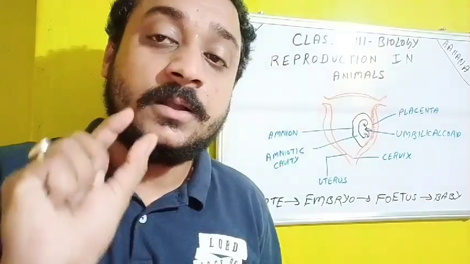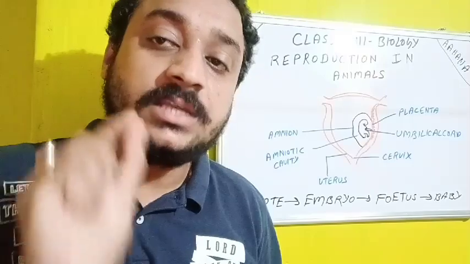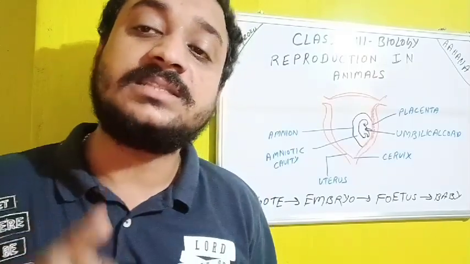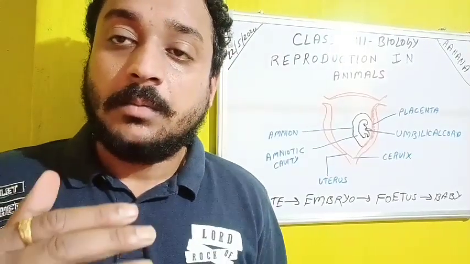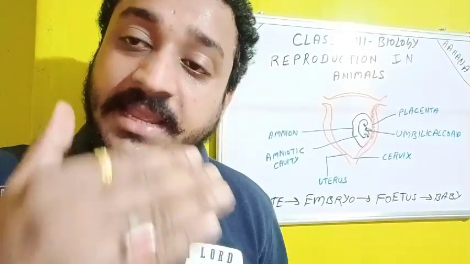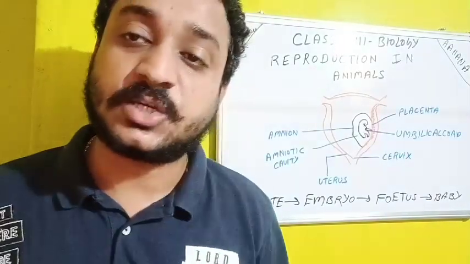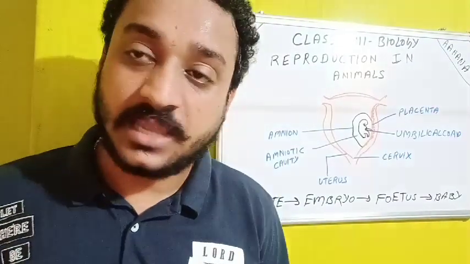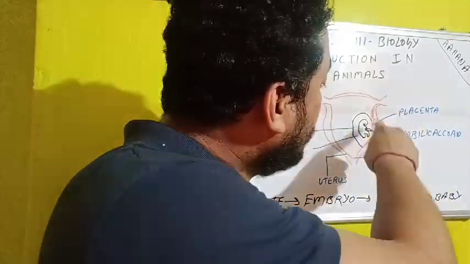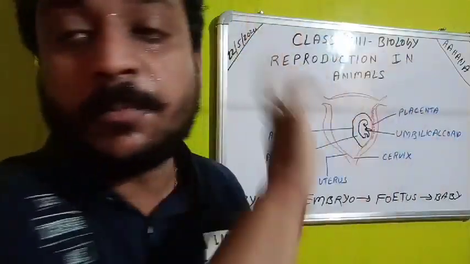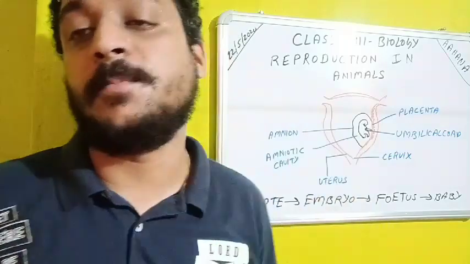Why? Because the pressure of the blood in the mother's uterus is high, and in the placenta it is also very high. So what happens? The baby or the zygote developing inside the mother's womb will not be able to accommodate that much pressure, and the zygote may die. That's the reason why the zygote is connected to the umbilical cord, and the umbilical cord is connected to the placenta. So the umbilical cord is a medium between the zygote and the placenta.